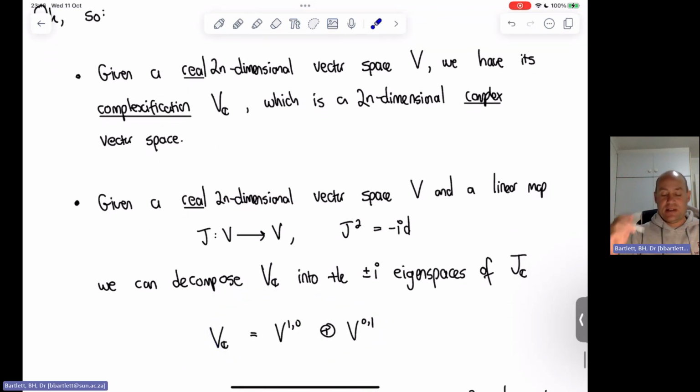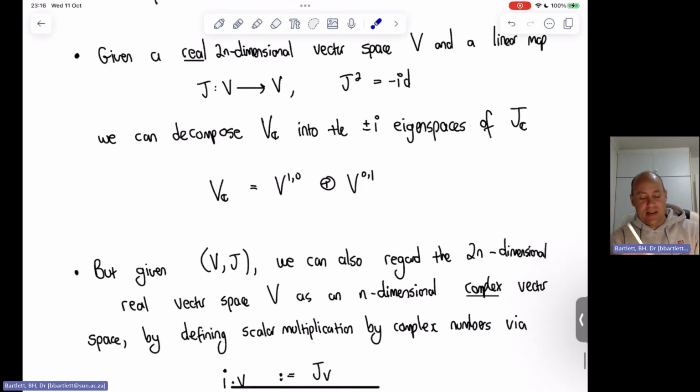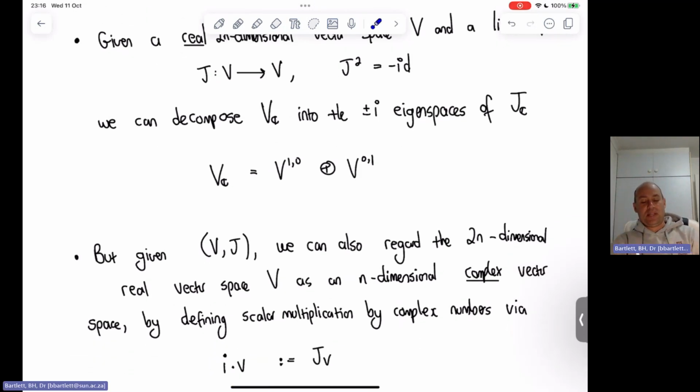Okay, but there's a third thing. Given a real vector space and a linear map on it, which squares to minus the identity, we can also regard this real vector space V, which was a 2n-dimensional real vector space, as an n-dimensional complex vector space. So instead of complexifying it, take that same underlying set V and think of it as a complex vector space. In order to do that, I have to tell you how to multiply with complex scalars. And in order to do that, I have to tell you how to multiply with the number i. And I just define i times a vector v to be Jv.